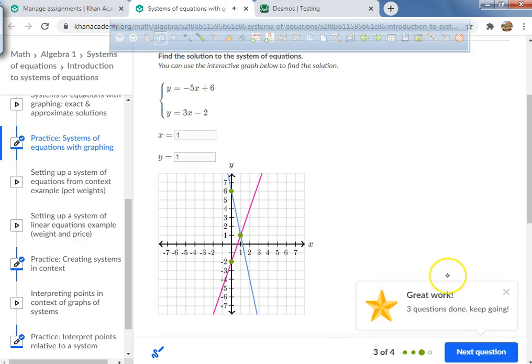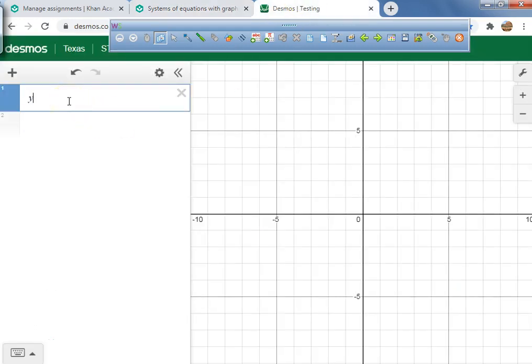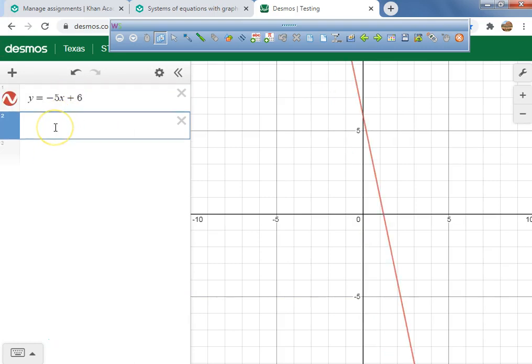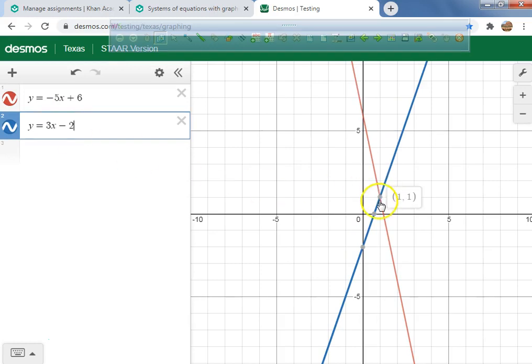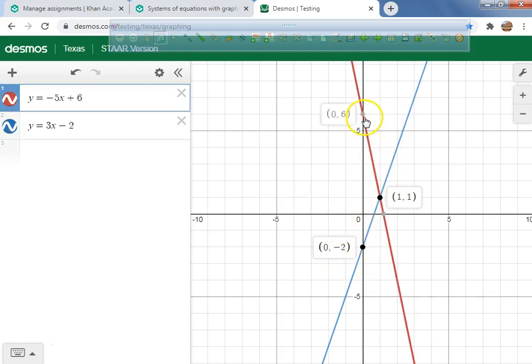Okay. Now, if you're not sure how to do all that, what you could do is you could use Desmos, and you could type in y equals negative 5x plus 6, and you see the graph. And then you type in y equals 3x minus 2, and you see the graph. And you clearly see the point, a 1, 1, and a 0, negative 2. So you could use those two points and graph your blue line. You could also use this point, and graph your red line. And then all you have to do is literally drag the points correctly where they go and type in your solution. Remember, the solution is where the two lines meet.